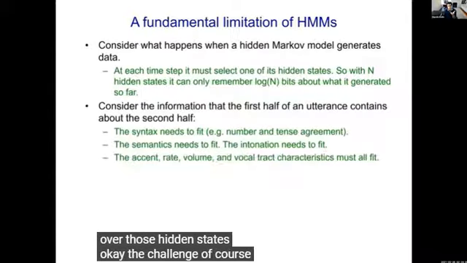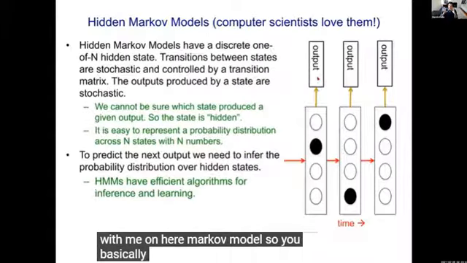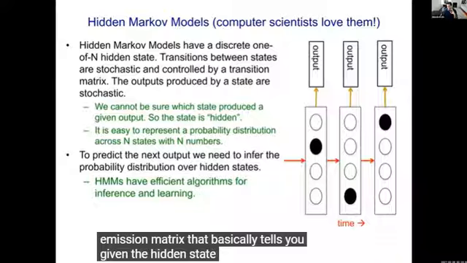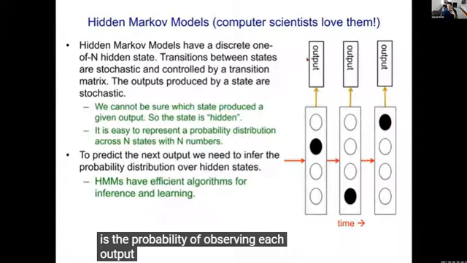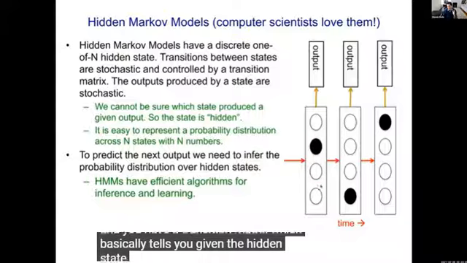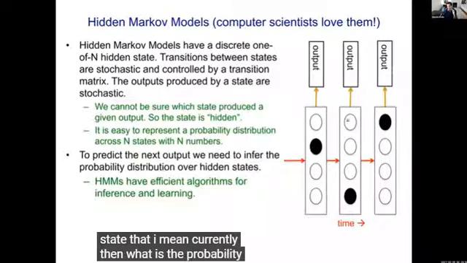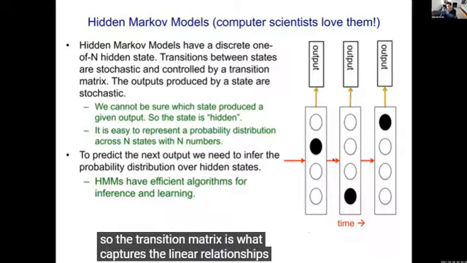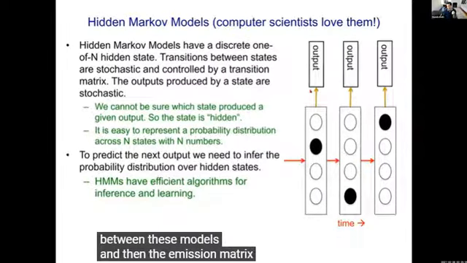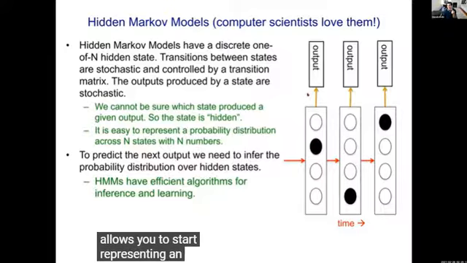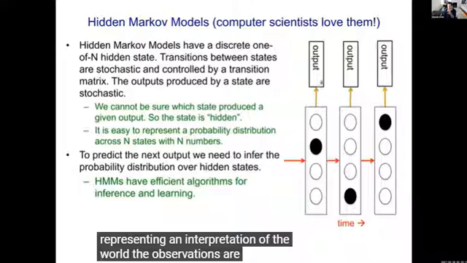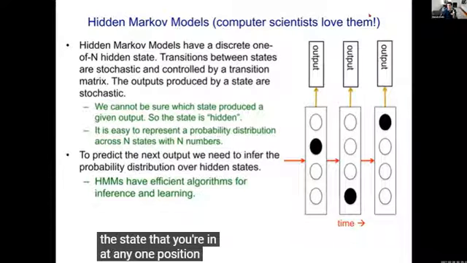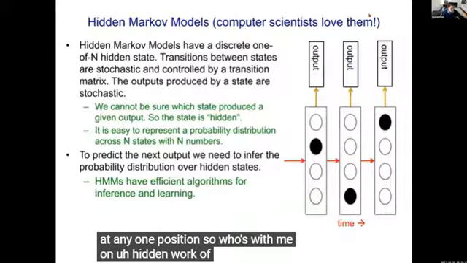Okay. The challenge, of course, so who's with me on hidden Markov models? So you basically have two types of parameters. You have an emission matrix that tells you, given the hidden state that I'm in, what is the probability of observing each output. And you have a transition matrix, which tells you, given the hidden state that I'm in currently, what is the probability of transitioning to each other hidden state. So the transition matrix is what captures the linear relationships between these models. And then the emission matrix is what allows you to start representing an interpretation of the world. The observations are here, and your interpretation of the world is the state that you're in at any one position.